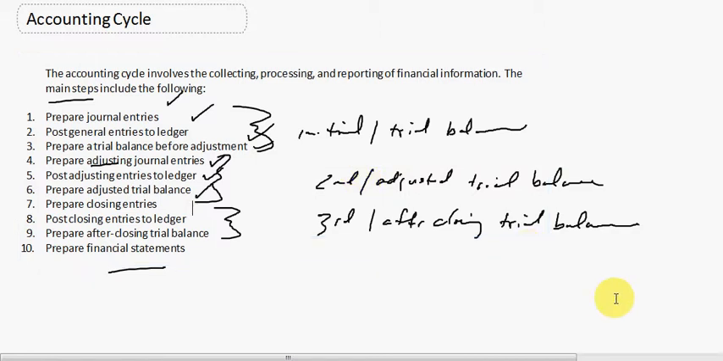Alright, the next thing we're going to do is the closing entries and eventually the closing trial balance. So the very first thing that we're going to look at is preparing the actual closing entries, the journal entries.